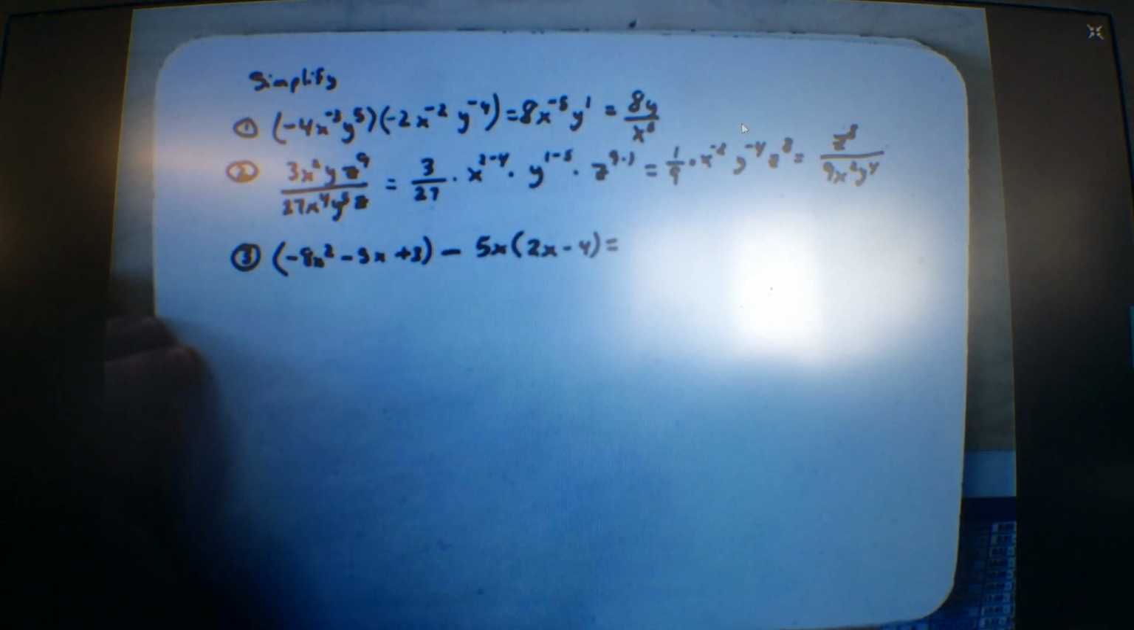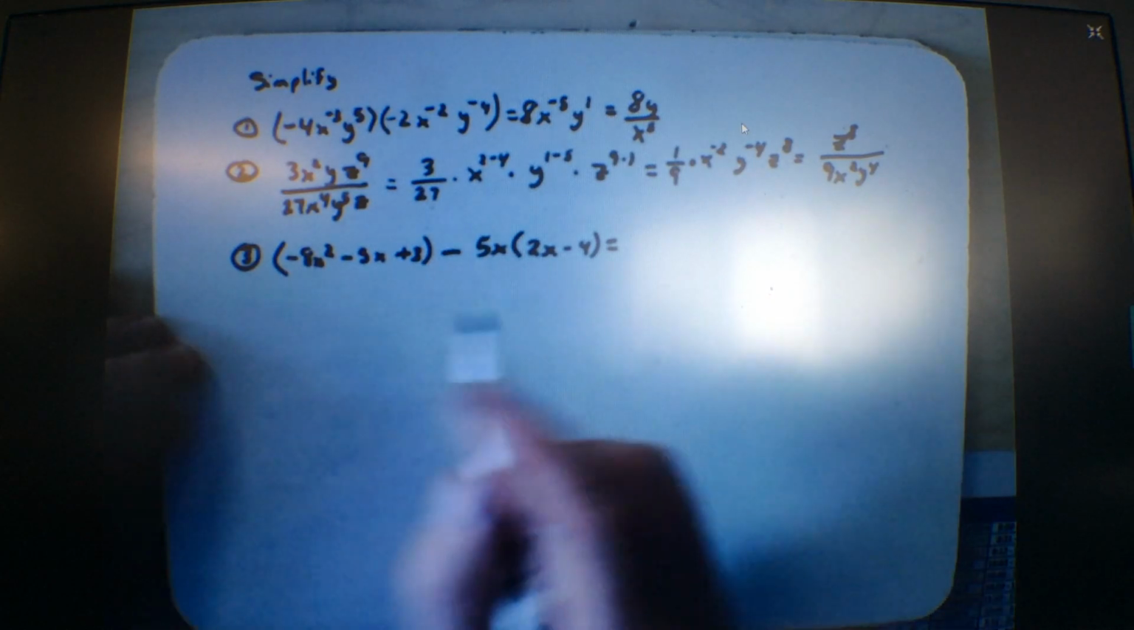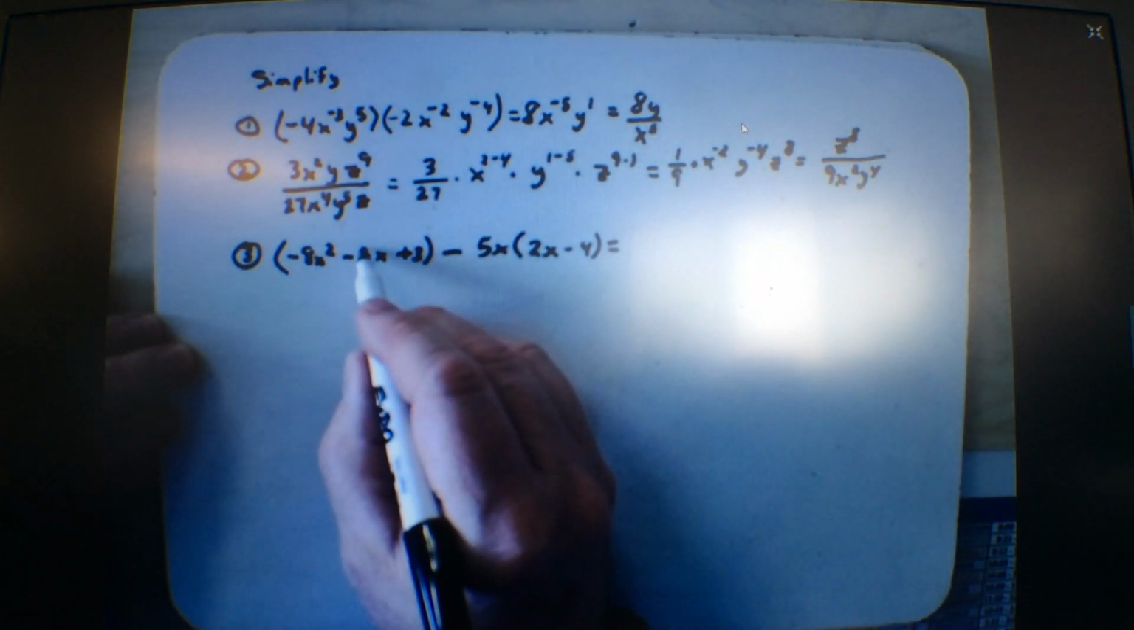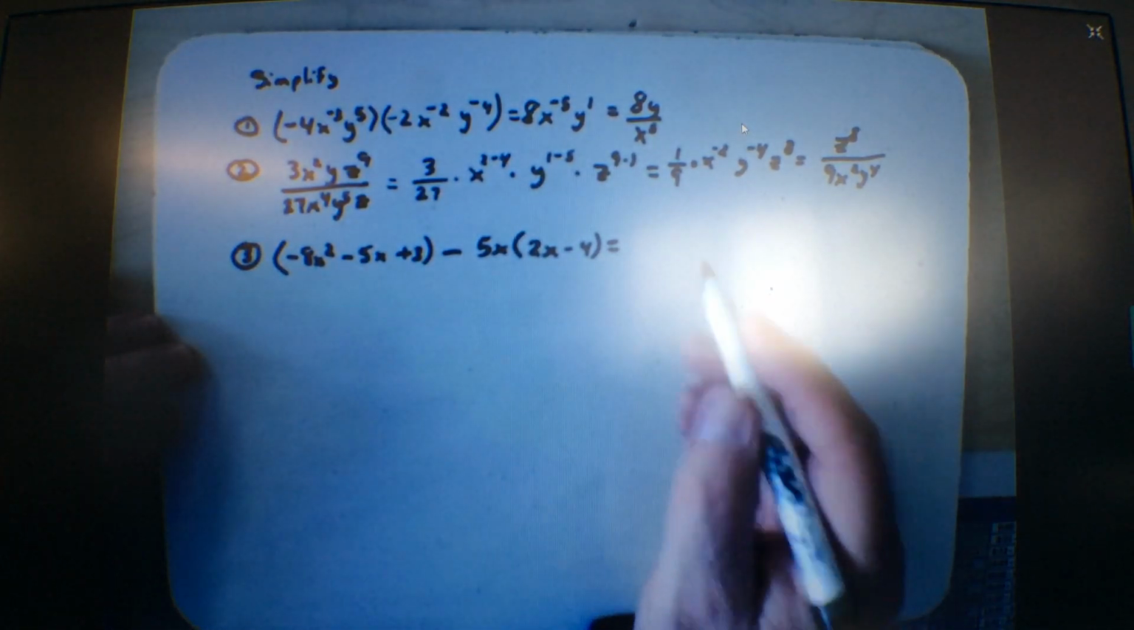Did you get that, Dawson? Is that a 3x? This right here? No, this one? Yeah, 5. Oh, 5.